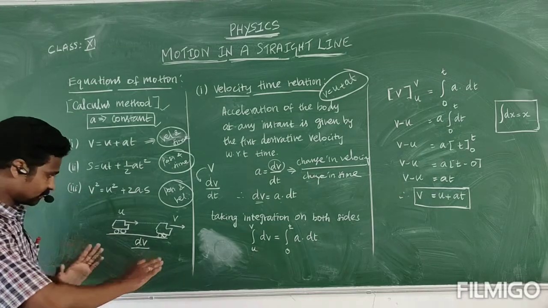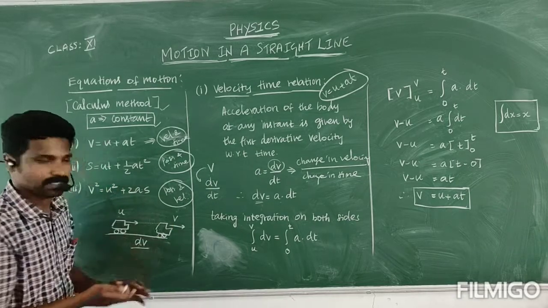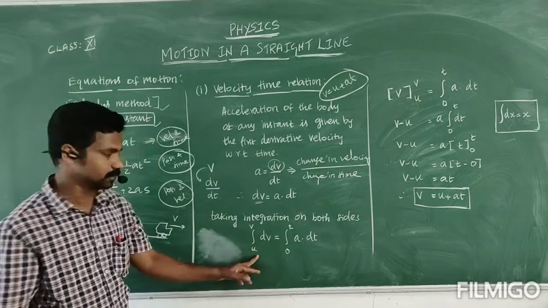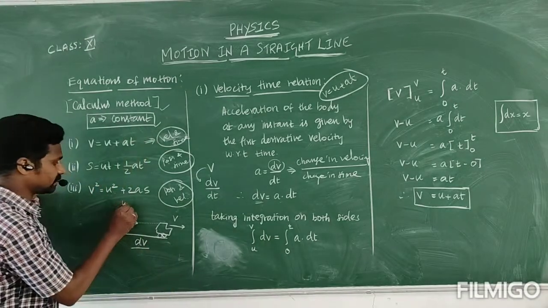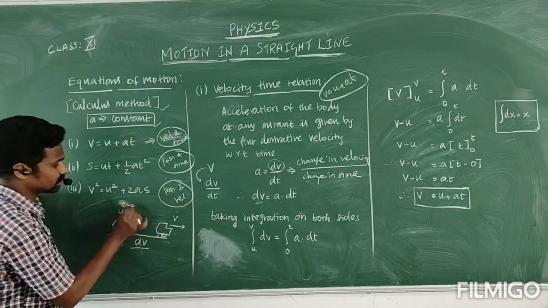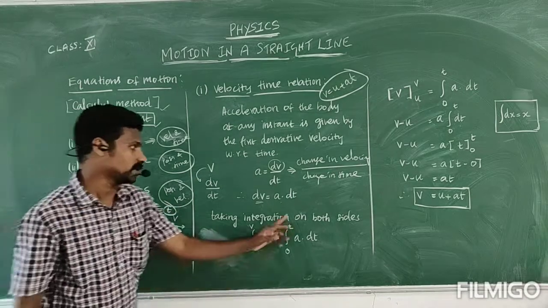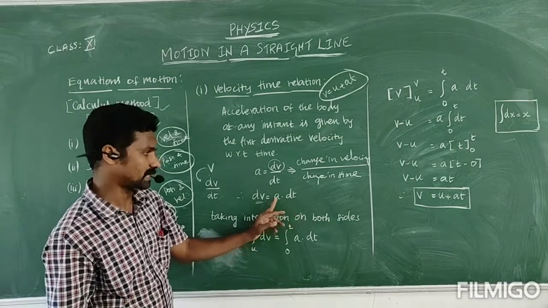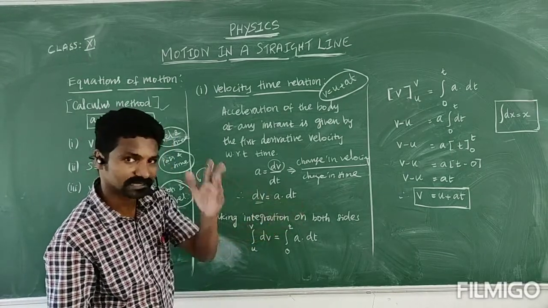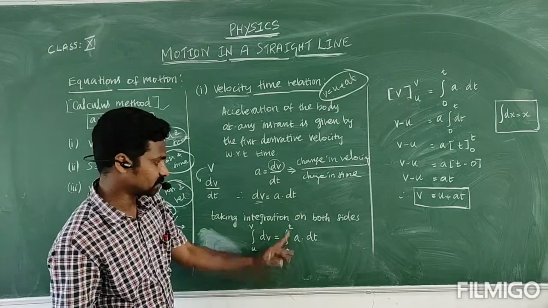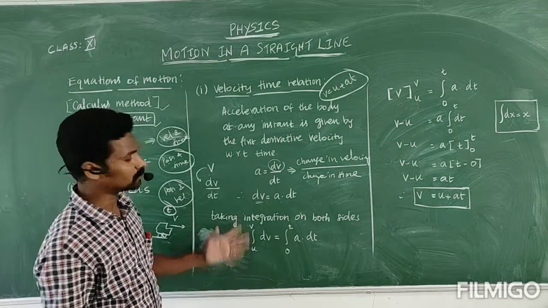So the velocity is changing from u to v, starting velocity u, final velocity v. The starting time is 0, and the final time is taken as t. Acceleration is constant, so only the value of time is changing, from 0 to t. Okay? Right. So now how to integrate?